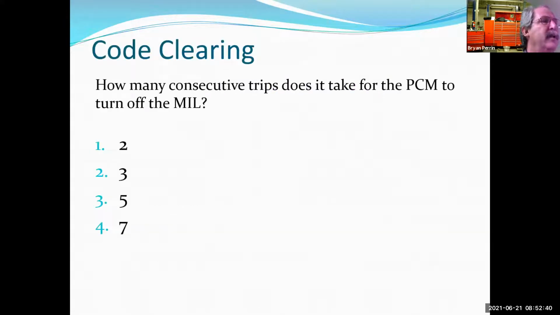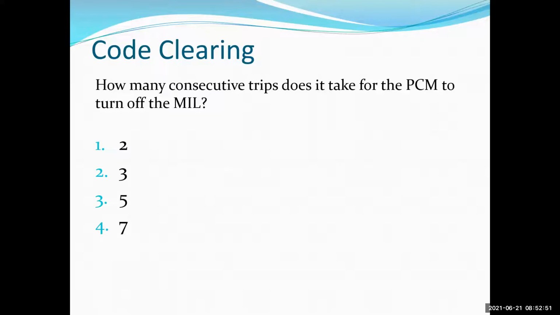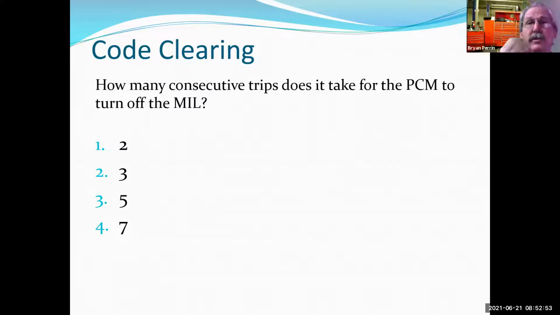So how many consecutive trips does it take for the PCM to turn off the MIL? 3. Not 2. 3 trips. It's 2 to turn it on in most cases, 3 to turn it off. And that's why I say we don't have intermittent problems in OBD II. If the light's on and it's not turning off, that means it hasn't passed the test 3 times in a row. So if it's not passing the test 3 times in a row, we should be able to test the system and find the problem.